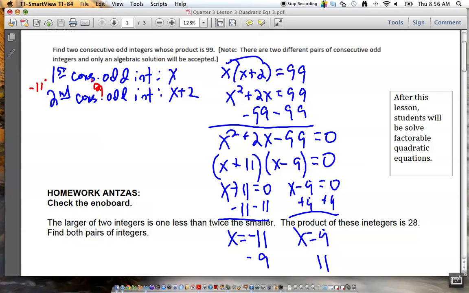So notice what it says over here. Note there are two different pairs. Here's one pair, and here is the other pair. Remember, this is a quadratic. Quadratics, unless it's a rare circumstance, will have two answers every time. Okay? All right. So, are there any questions about this?